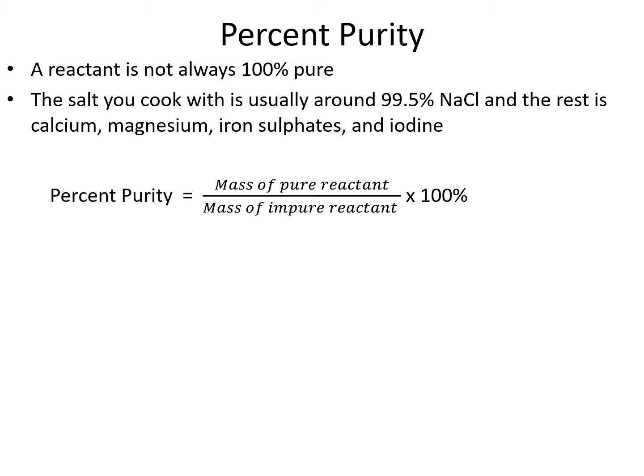So in order to find percent purity, percent purity is the mass of the pure reactant divided by the mass of the impure reactant, times 100. So for example, if you found gold ore. Now, ore kind of just means a rock, and gold is an element. But gold ore means a rock with a little bit of gold inside of it.